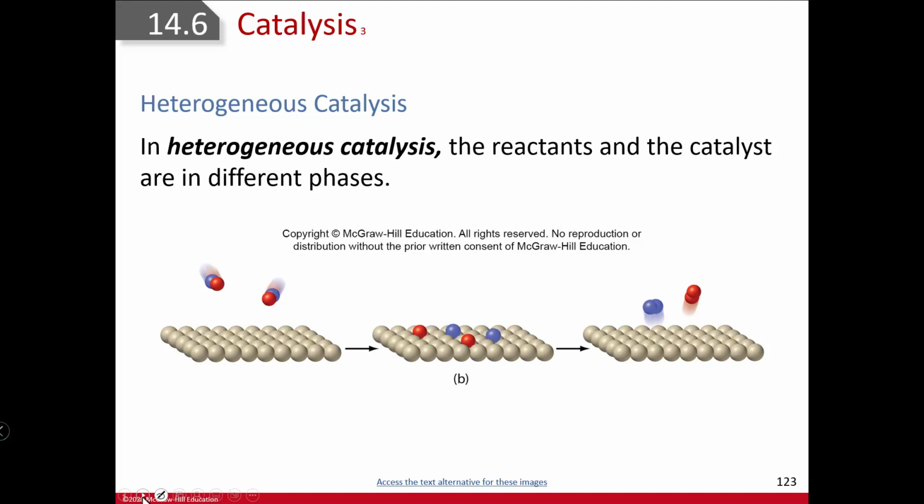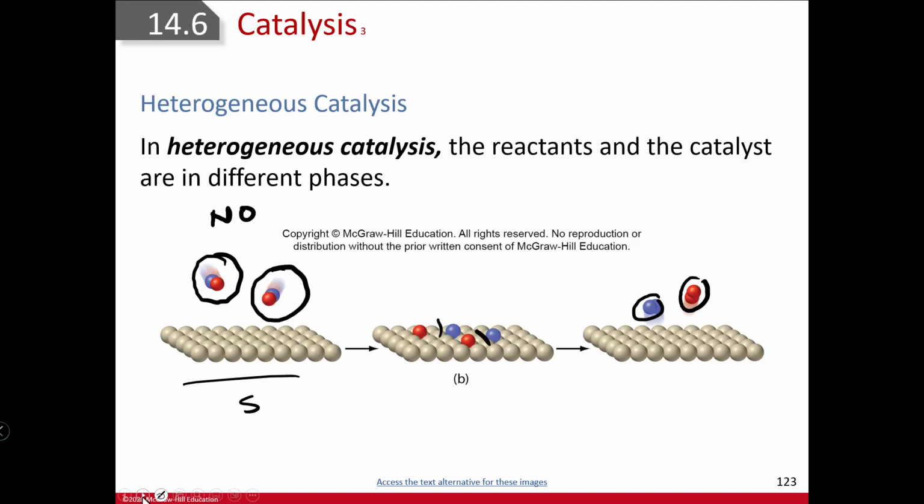We have a heterogeneous catalyst. What does that mean? Well, it means one thing is in one phase. Here we got 2 gas molecules, and then we have a solid phase down here. These gas molecules slam into this solid face, and it causes the bonds to break between the oxygen and the nitrogen. And then the nitrogens combine and the oxygens combine, and where we started with nitric oxide, we end up with nitrogen and oxygen.